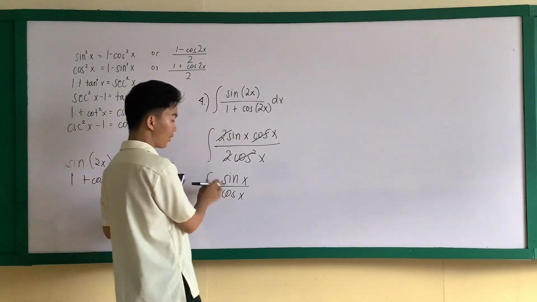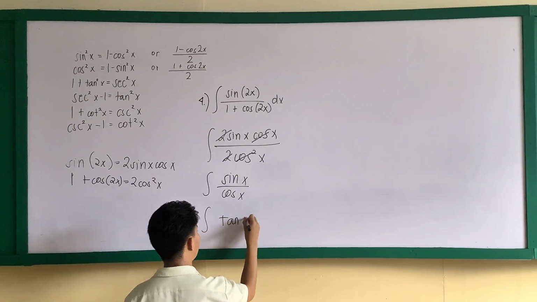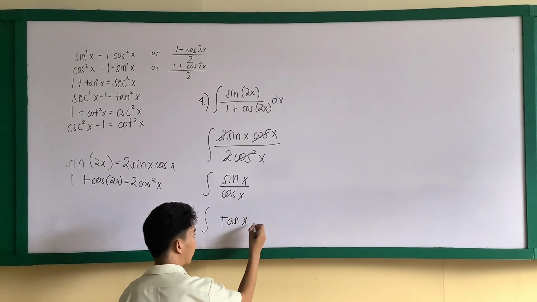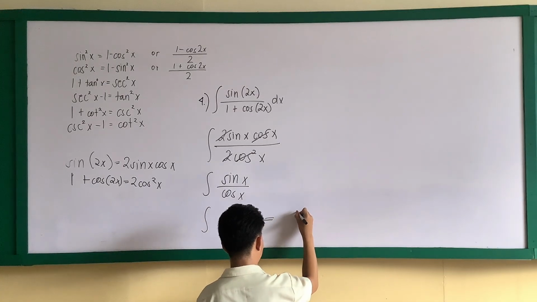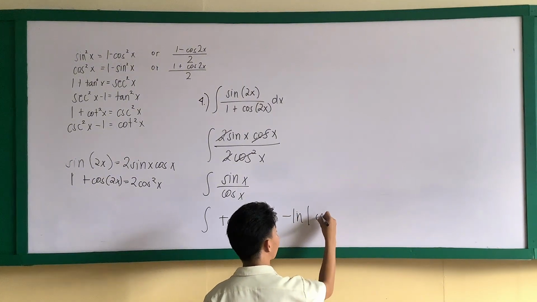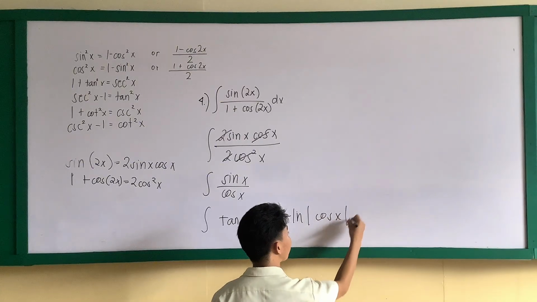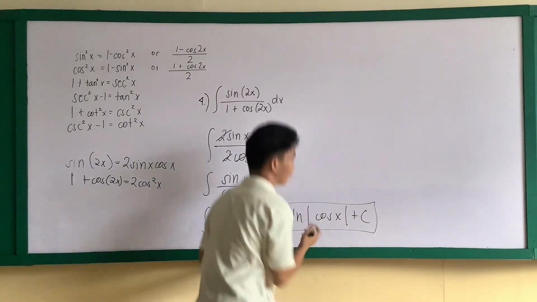So, pwede natin ito i-substitute into the integral of tan x. So, now pwede natin siya integrate na. So, the integral of tan is negative ln cosine x plus c. So, here's our final answer.